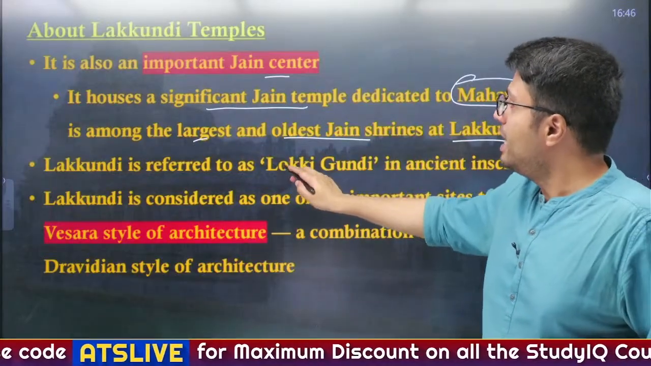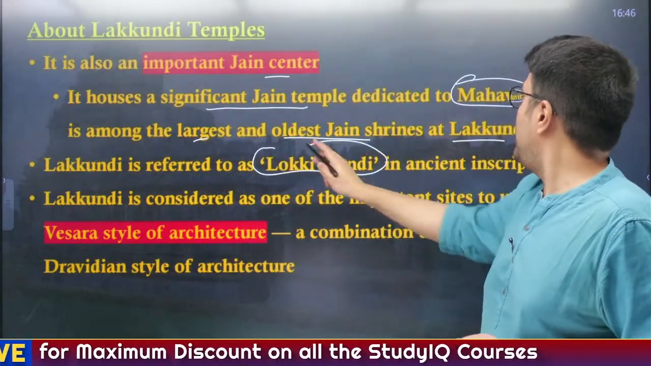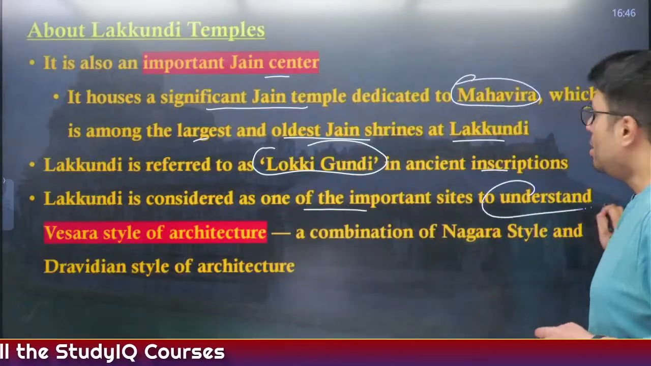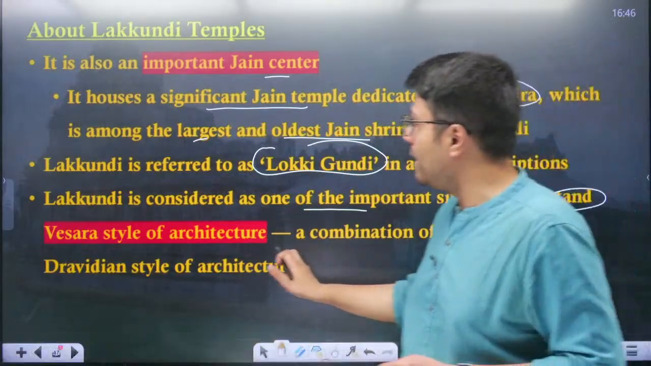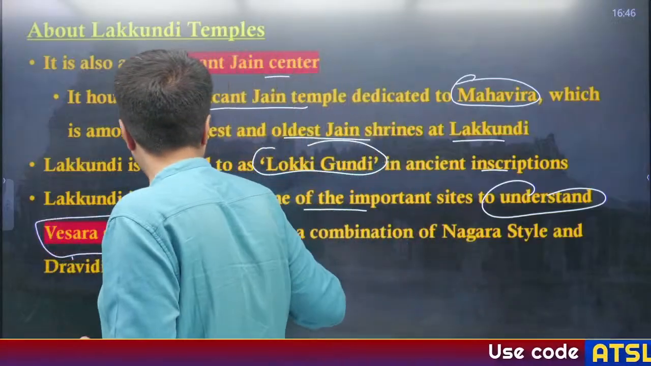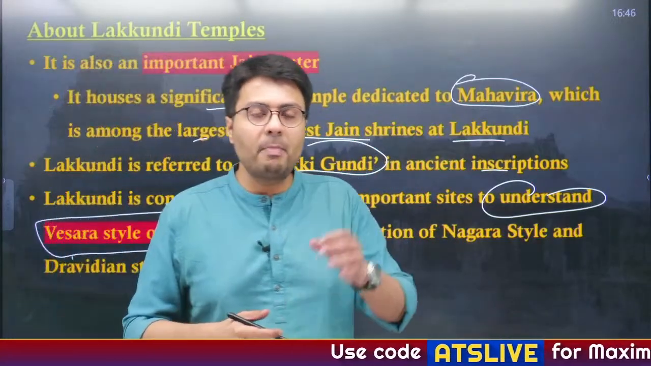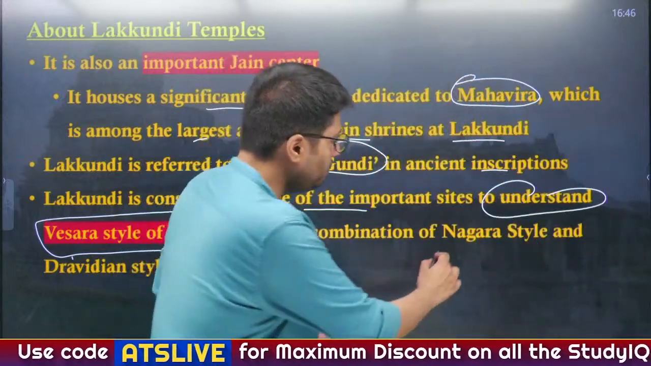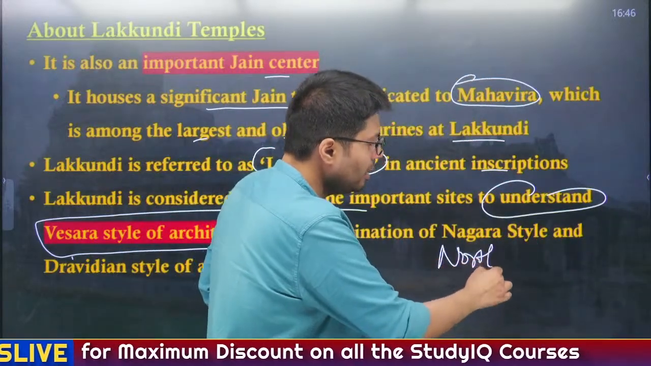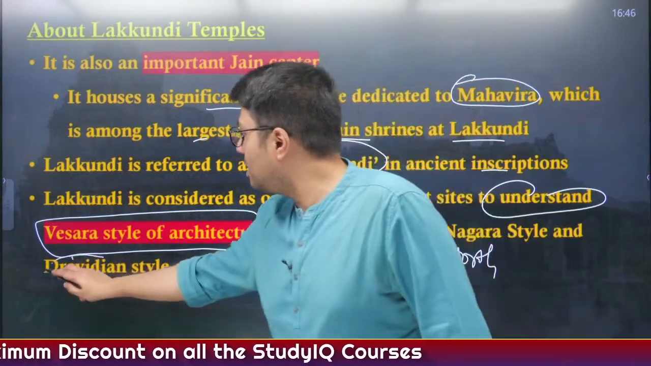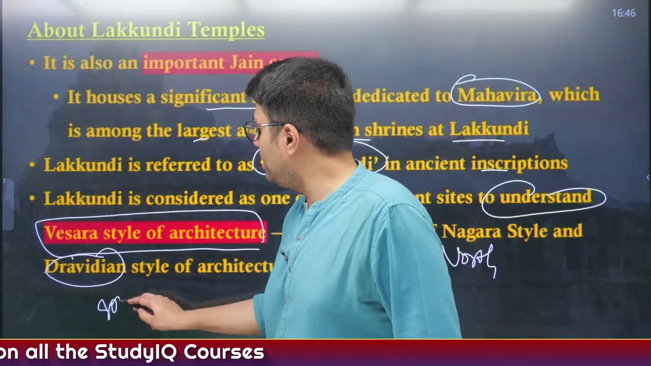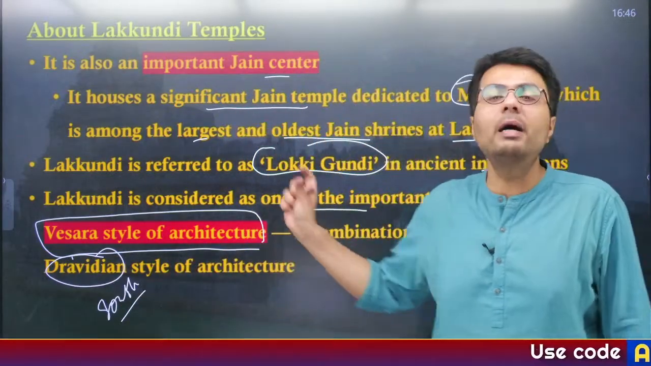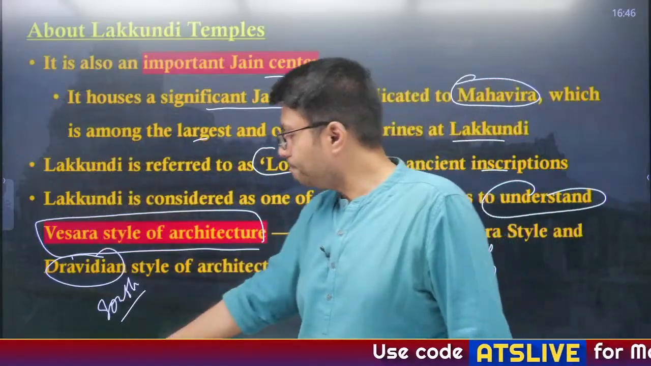Now Lakundi is also referred to as Lokki Gundi in the ancient inscriptions, and it is considered one of the important sites to understand the Vesara style of architecture. What is the Vesara style of architecture? It is basically an amalgamation or combination of both the Nagara style of architecture, which was present in the northern part of the country, as well as the Dravidian style of architecture, which was prevalent in the southern part of our country. So this Vesara style combines both of these elements, okay.